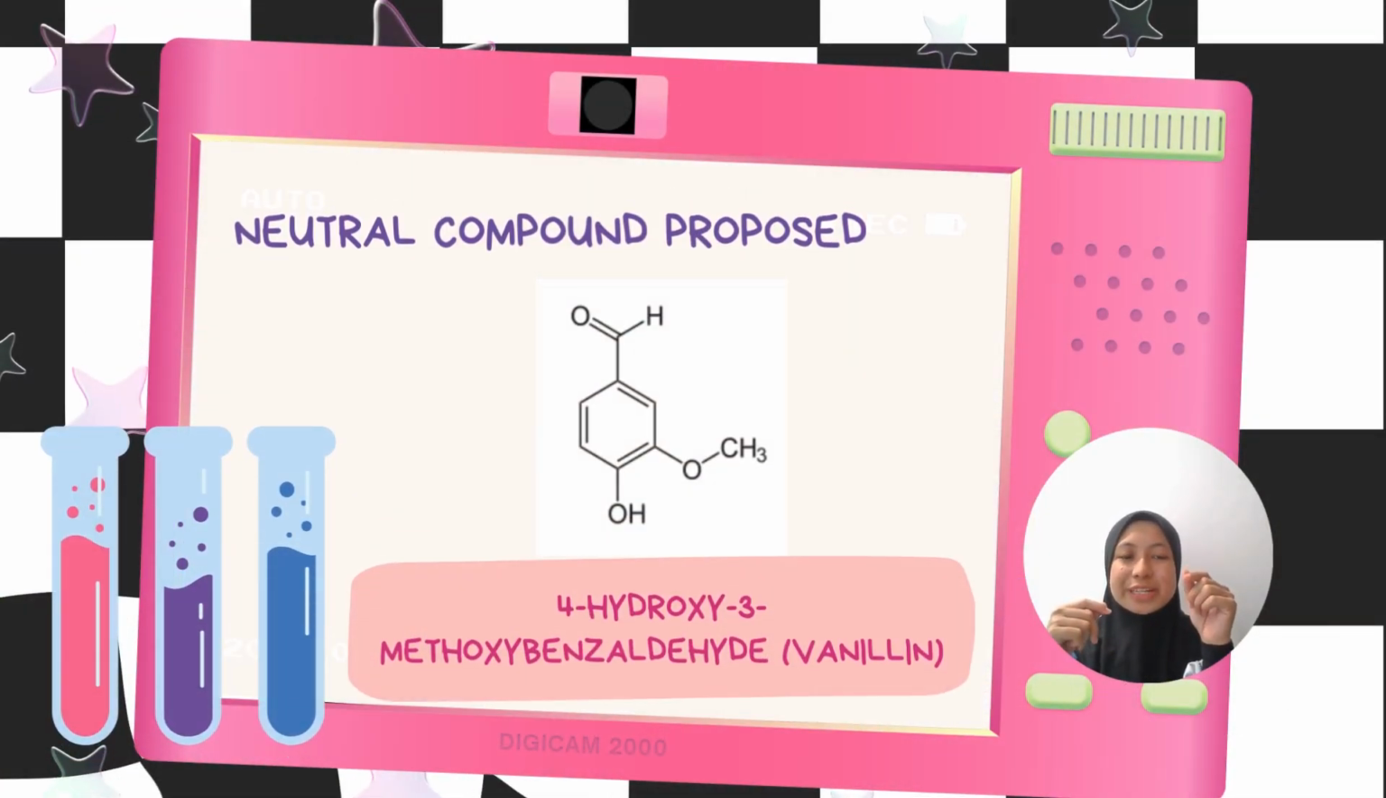So, based on our analysis, the natural compound was identified as 4-hydroxy-3-methoxybenzaldehyde, commonly known as vanillin. This conclusion was supported by the data from the tests and also the IR and NMR spectra, which match the known properties of vanillin.